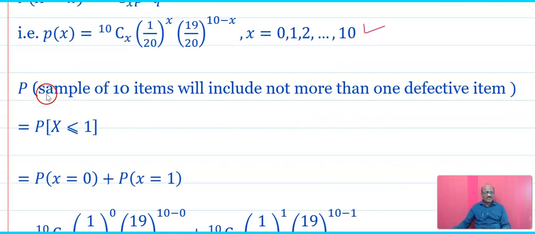What is the probability? The sample of the 10 items will include not more than one defective item. Not more than means what? P of capital X is less than or equal to 1. Then we want to find out the probability of X equal to 0 and X equal to 1.